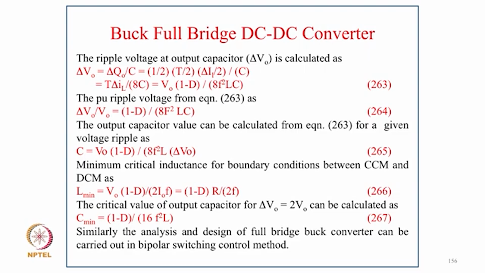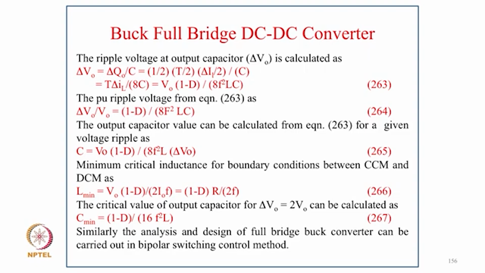So now the ripple voltage across the capacitor can be calculated as delta VO = delta QO divided by C, which is (T/2)(delta IL/2) divided by C, so that comes to T delta IL upon 8C, or equal to VO(1 − D) divided by 8F²LC. So the per unit ripple voltage, delta V upon VO, is (1 − D) divided by 8F²LC. The output capacitor value can be calculated for a given voltage ripple: C = VO(1 − D) divided by 8F²L delta V.